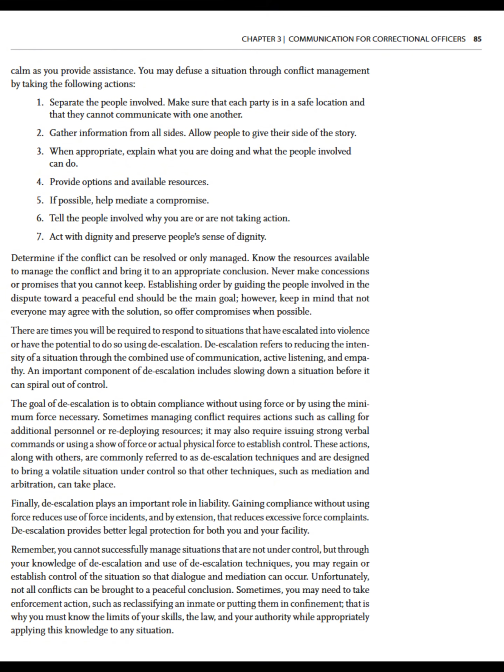Unfortunately, not all conflicts can be brought to a peaceful conclusion. Sometimes, you may need to take enforcement action, such as reclassifying an inmate or putting them in confinement. That is why you must know the limits of your skills, the law, and your authority, while appropriately applying this knowledge to any situation.